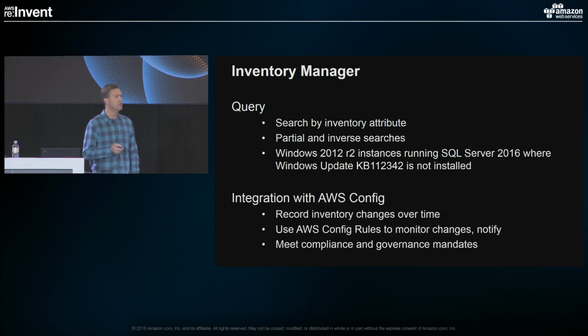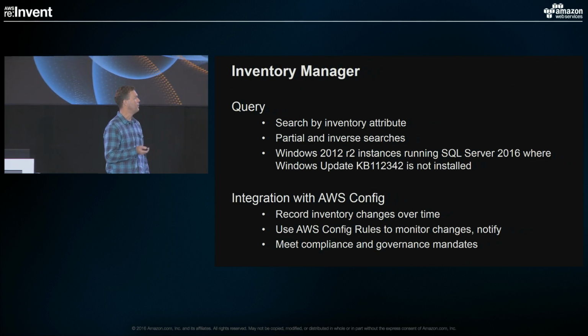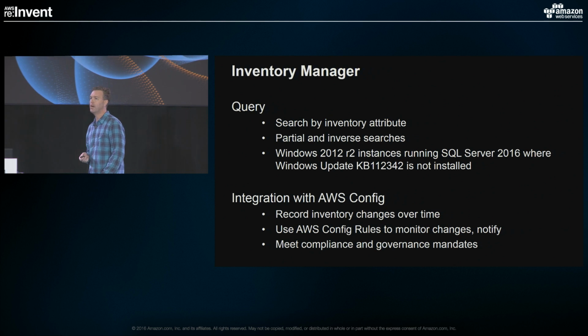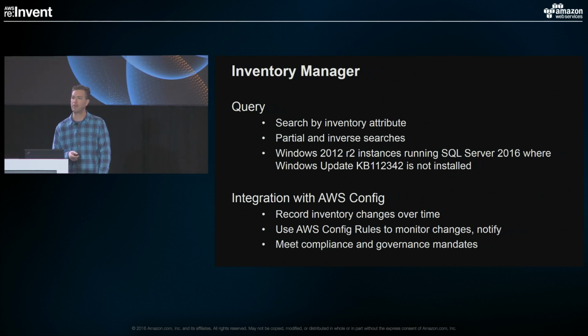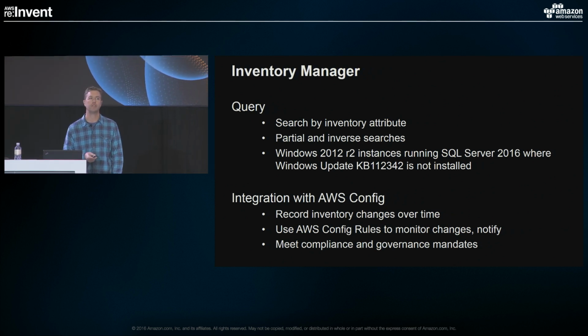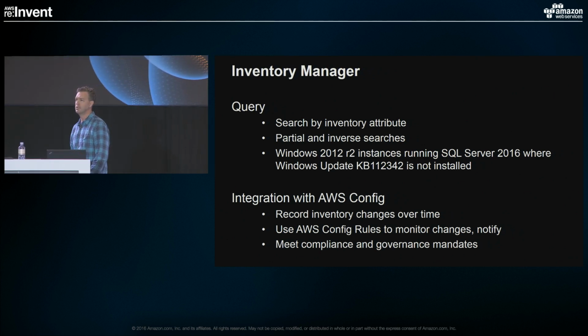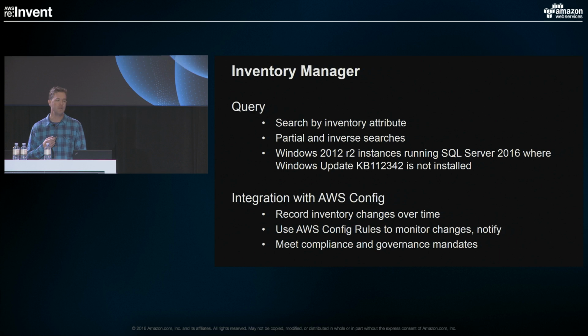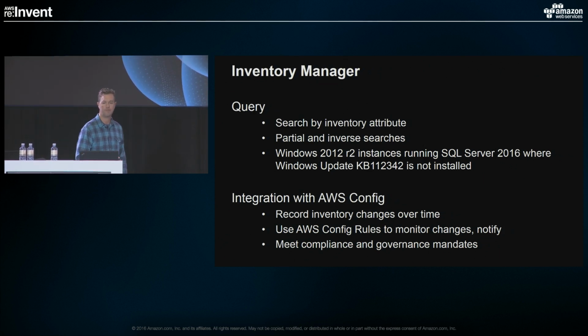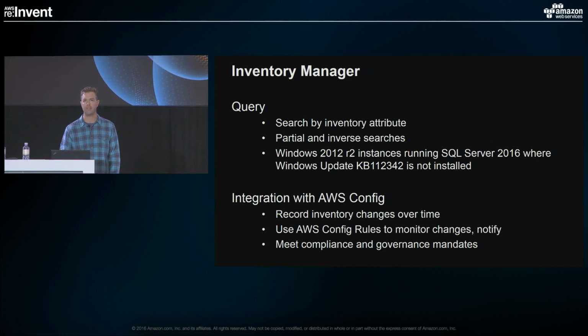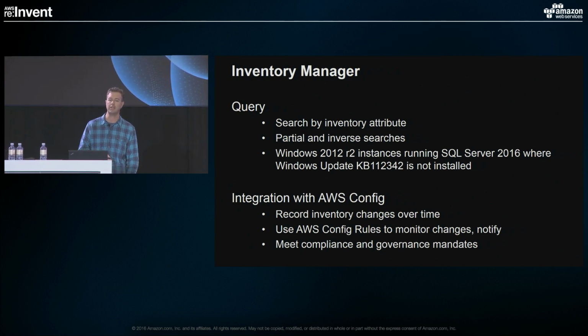Queries we just looked at, you can query by inventory attribute, you can do partial and inverse searches, and you can do more elaborate filters if you want to. You can string them together. So for example, if you wanted to look for all instances running Windows 2012 R2 that also featured SQL Server 2016 that were missing a particular Windows update key 112342, you could actually build out a filter like that and then identify instances that needed some form of remediation.